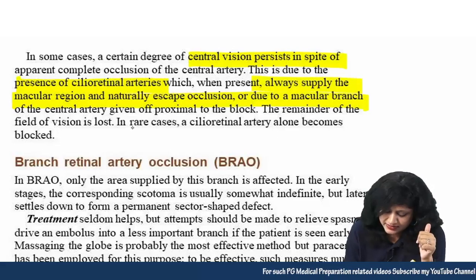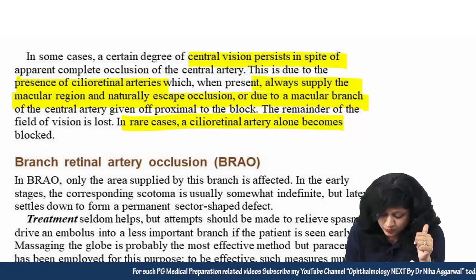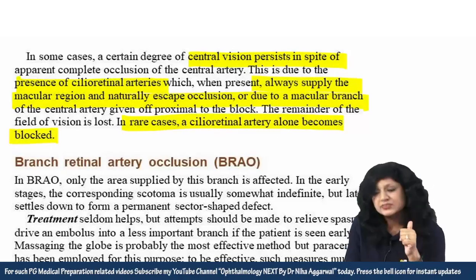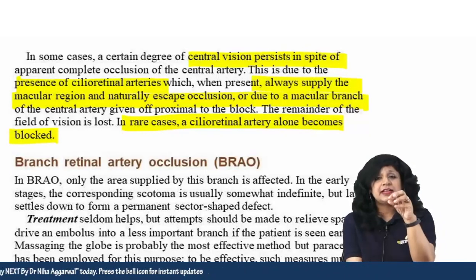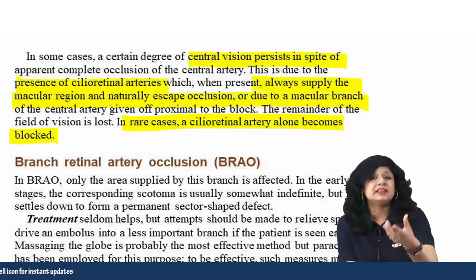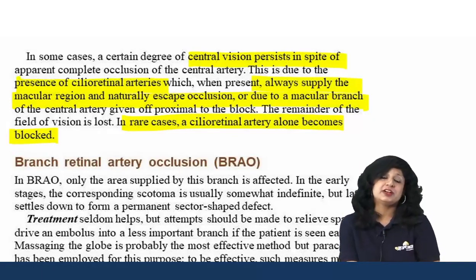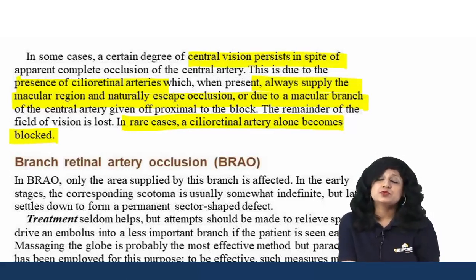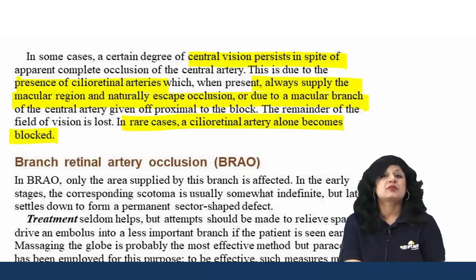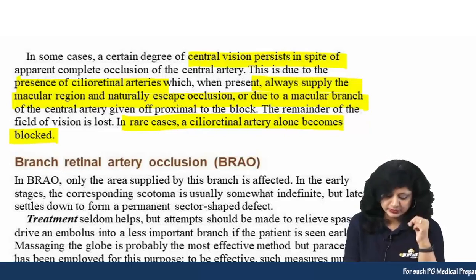Okay, in rare cases, cilio-retinal artery alone becomes blocked. Now this is very rare, that you are getting just the area involvement which is supplying the macula, because the cilio-retinal artery that was supplying that macula has gone, but that is very rare. Sometimes due to the cilio-retinal artery we can get the macular sparing. So you have to remember both the things.